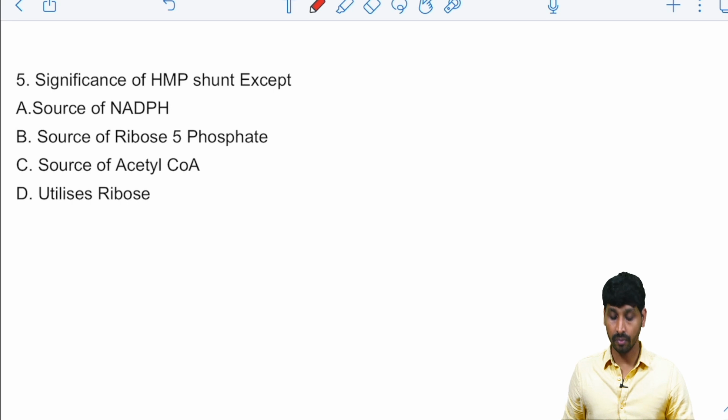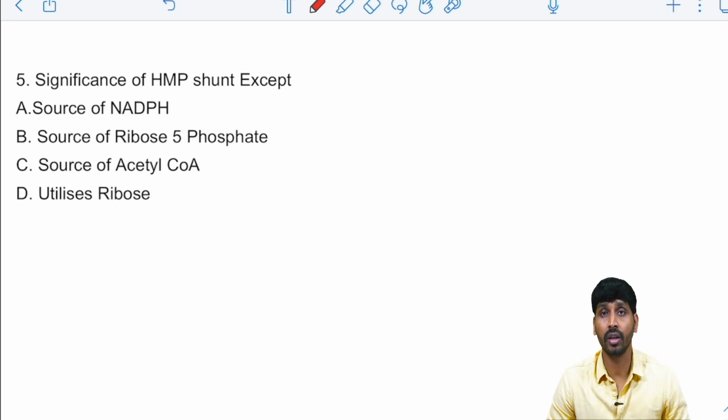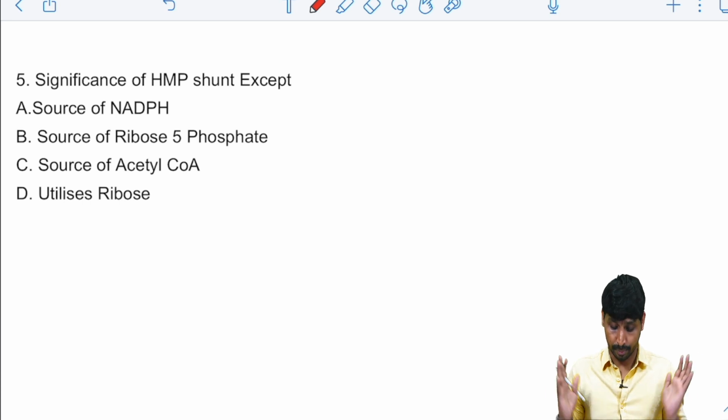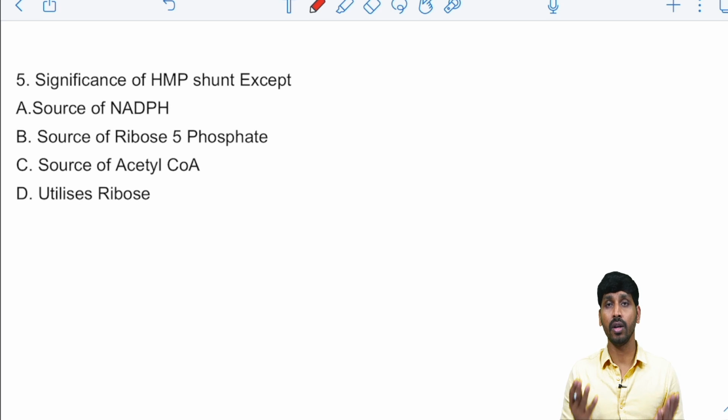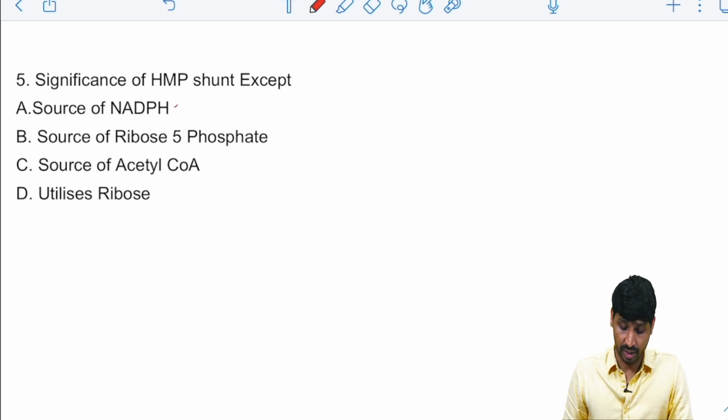So coming to the fifth question, significance of HMP shunt except. What have we learned in carbohydrate metabolism about HMP shunt significance? It is required for NADPH, yes. And it is a source of ribose 5-phosphate, yes. It is a source of pentoses, and it is a source of acetyl-CoA.